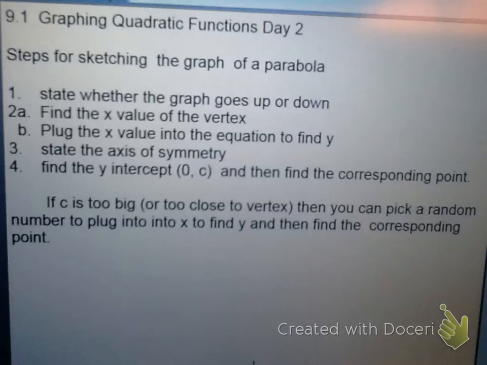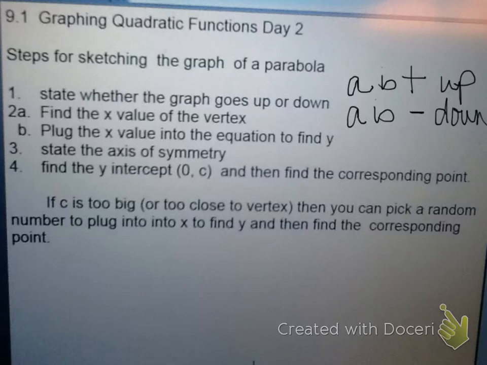Section 9.1, Graphing Quadratic Functions, Day 2. Steps for sketching the graph of the parabola. Step 1, state whether the graph goes up or down. If A is positive, the graph goes up. If A is negative, the graph goes down.